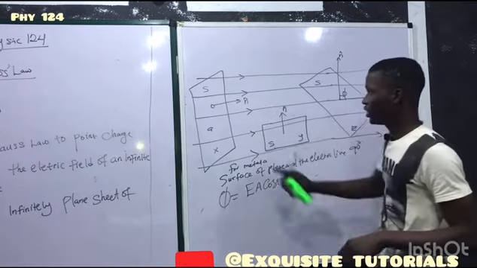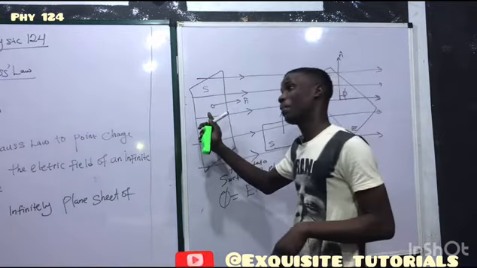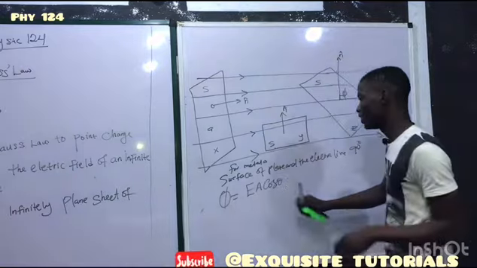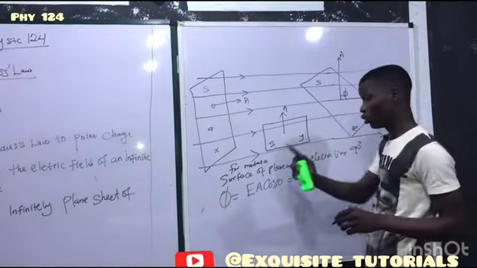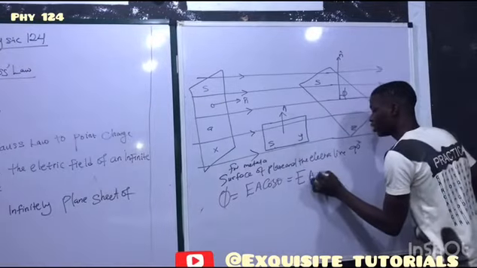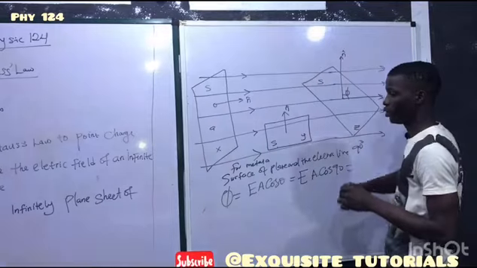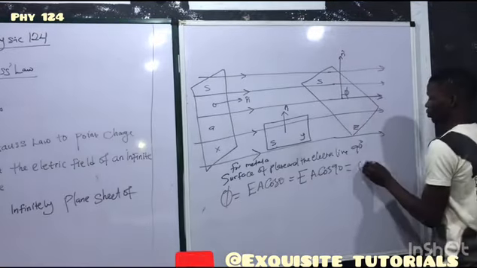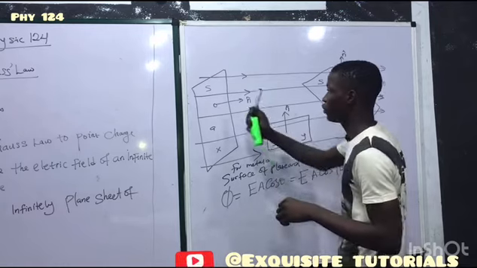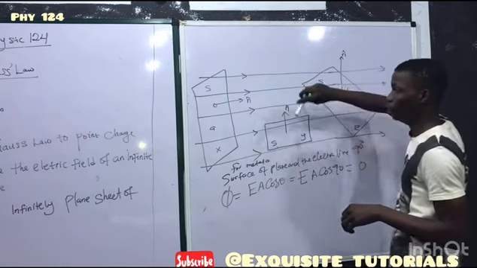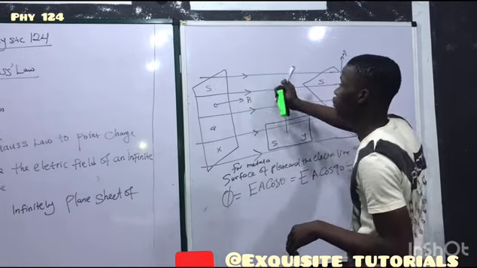Since I said the metal plate is acting perpendicular, if our theta here is equal to 90 degrees, it will now be EA cos 90. And if you look at it very well, cos 90 is equal to 0. So the flux between the metal surface and the electric field line is 0.